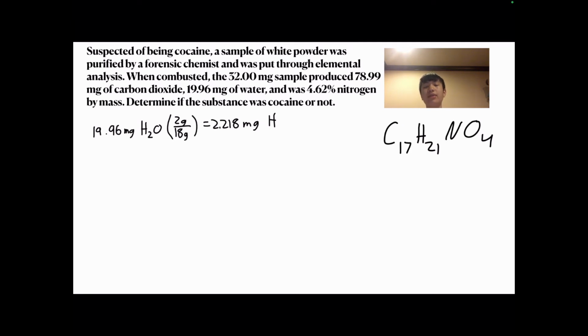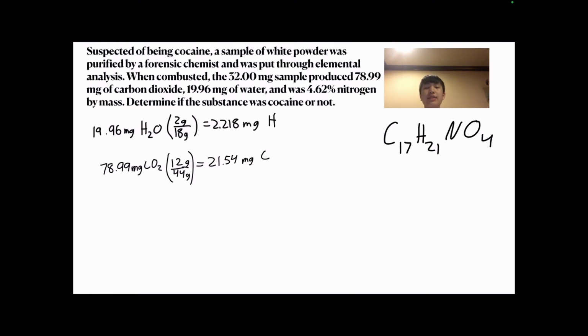So what we need to do is multiply the given amount of water by 2/18, which is 1/9, because only 1/9 of the mass of water is actually going to be hydrogen. So you do that, and then you get 2.218 milligrams of hydrogen. The next thing you need to do is do the same thing for carbon, but this time multiply it by 12/44, because only 12 grams of carbon dioxide is actually carbon, while the rest is oxygen. So you do that, and you get 21.54 milligrams of carbon.